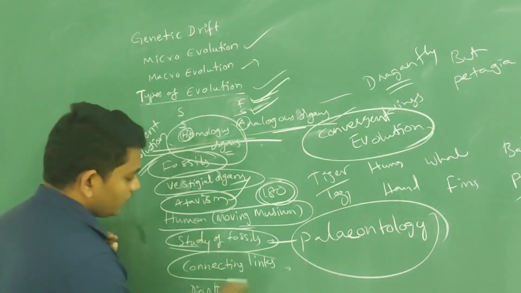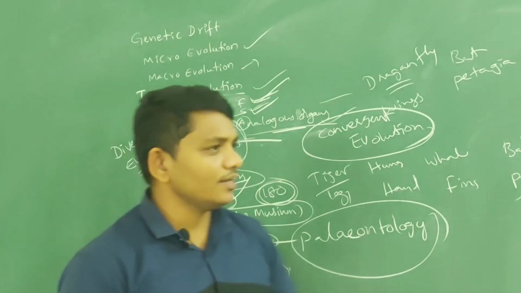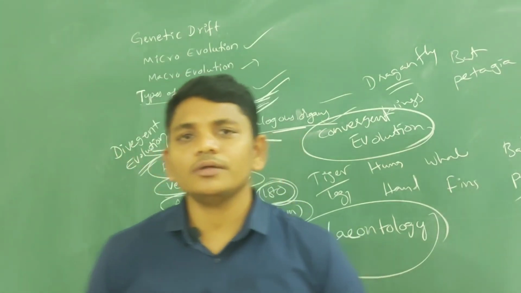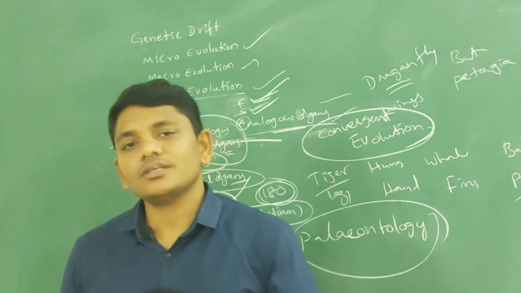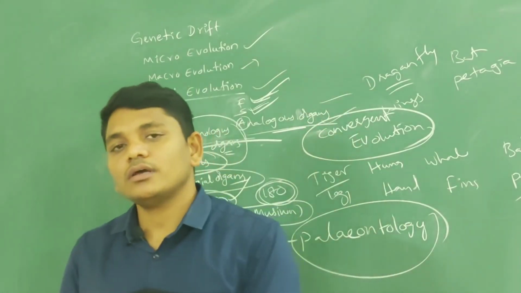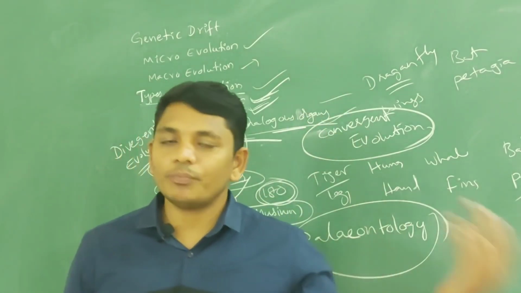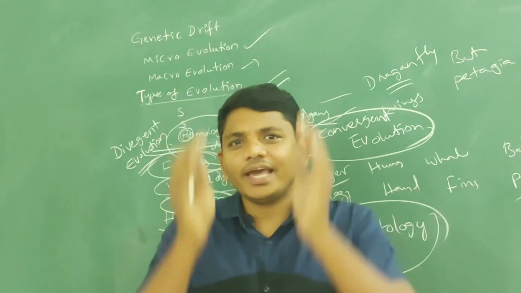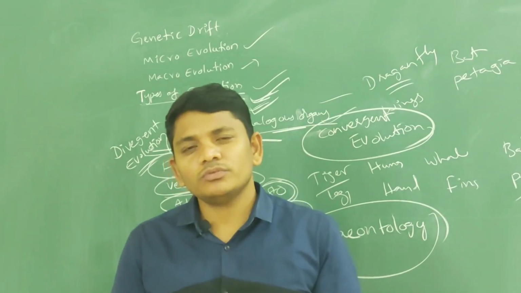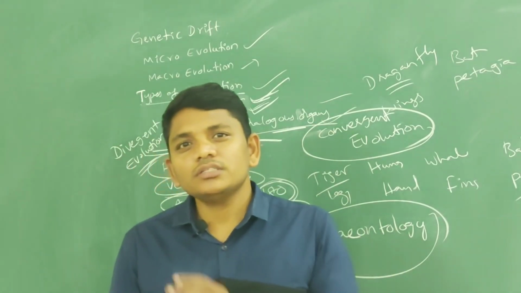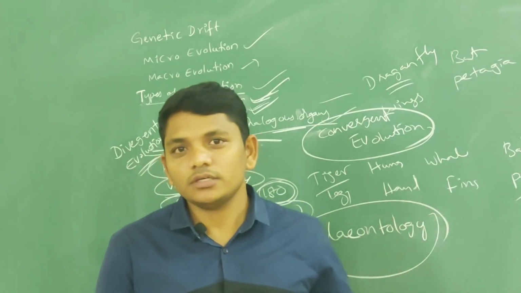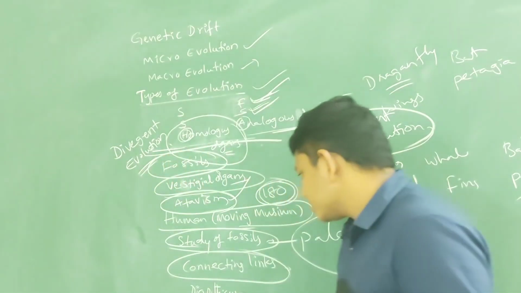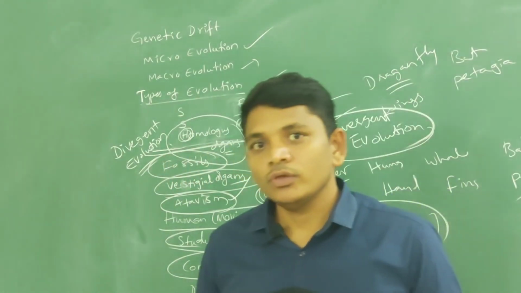Now we will discuss connecting links. We discussed how changes occur, how variations occur, why we are the same as our parents, and we discussed characters, chromosomes and evolution. These all things are discussed in our lesson today. Here we are discussing connecting links.